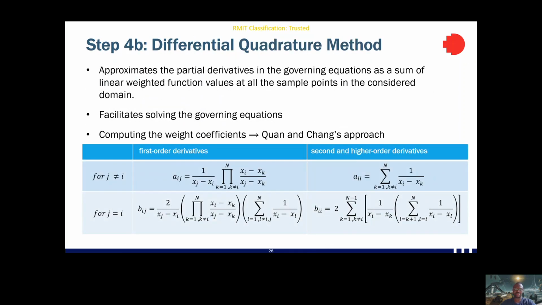The second numerical method I'll be applying is the differential quadrature method, which approximates the partial derivatives in the governing equations as the sum of linear weighted function values. And so the weight coefficients are important parameters in this numerical procedure, and I'll be applying the Quan and Chang approach to determine the weight coefficients.